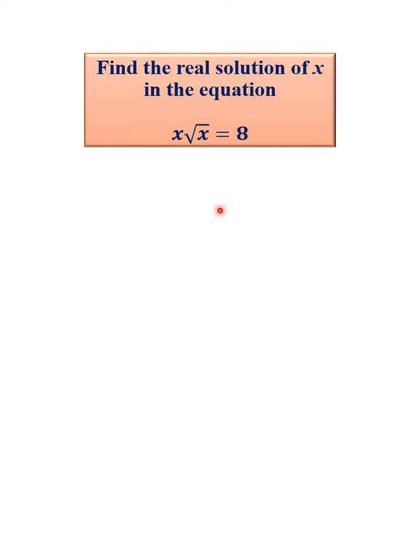We have a question here that says find the real solution of x in the equation x root x equals 8. We are given this equation to find the value of x. So let us solve. The first thing we want to do is to square both sides of the equation so that we can take away the square root from the left hand side.